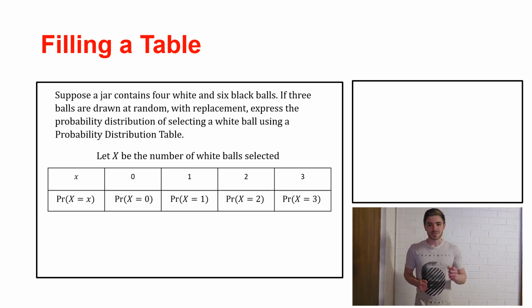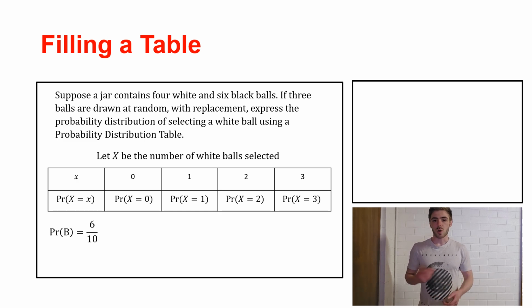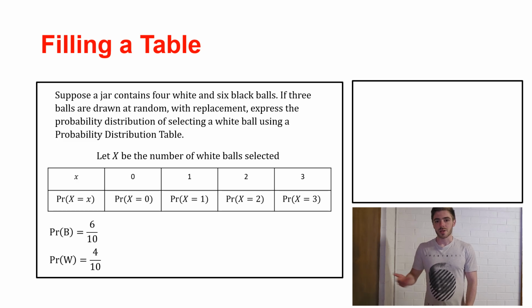Let's start with x equals 0. This means that of the 3 attempts, we only draw black balls. To begin with, we need to figure out what the baseline probabilities are of getting a black ball versus a white ball. Now, there's 6 black balls out of a total of 10, so we've got a probability of 6 out of 10. And there's 4 white balls out of a total of 10, hence the probability of that is also going to be 4 out of 10.